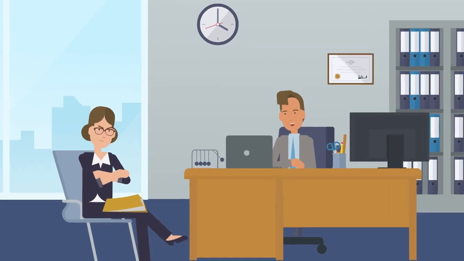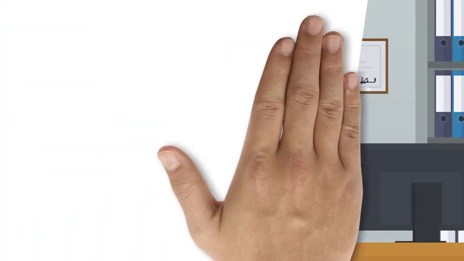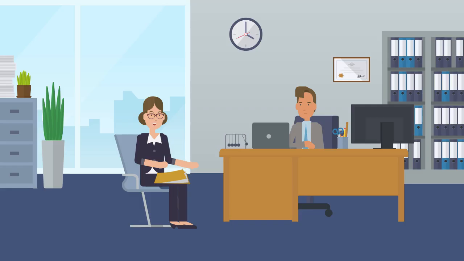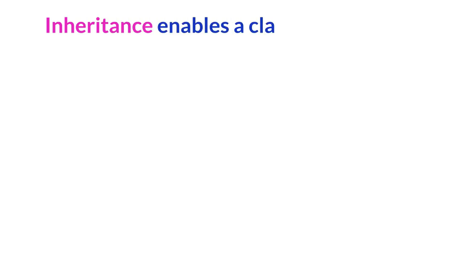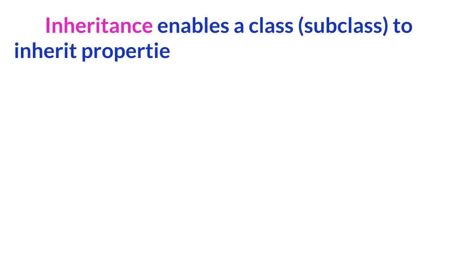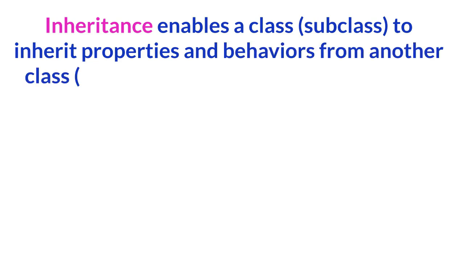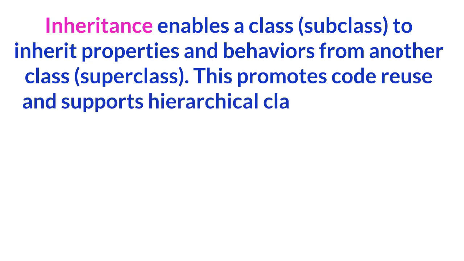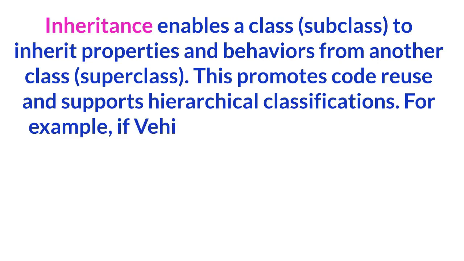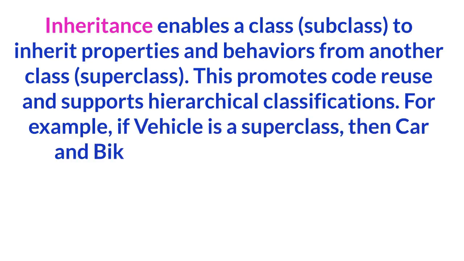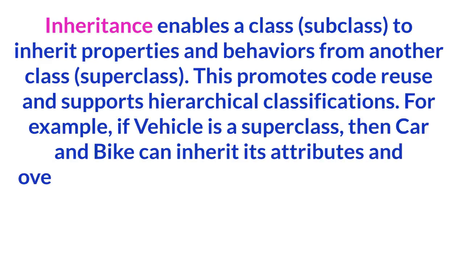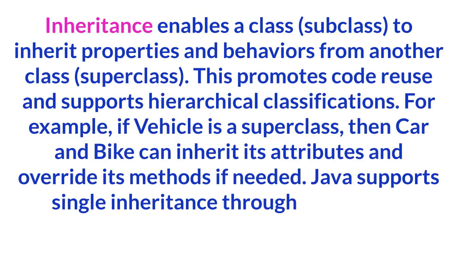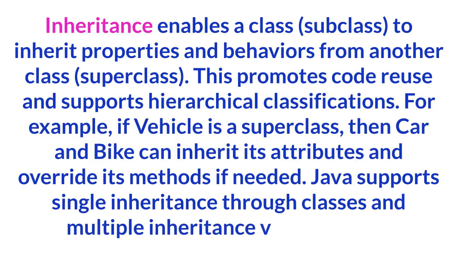How do you explain inheritance in Java? Inheritance enables a class, subclass, to inherit properties and behaviors from another class, superclass. This promotes code reuse and supports hierarchical classifications. For example, if vehicle is a superclass, then car and bike can inherit its attributes and override its methods if needed. Java supports single inheritance through classes and multiple inheritance via interfaces.